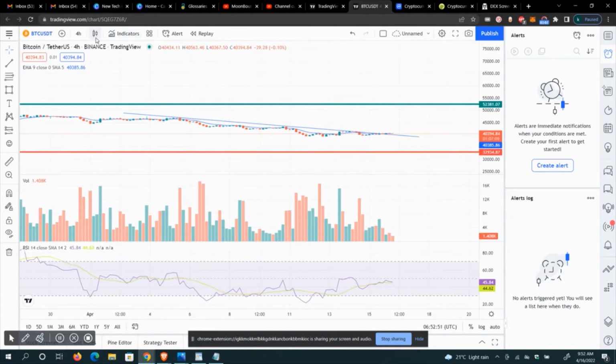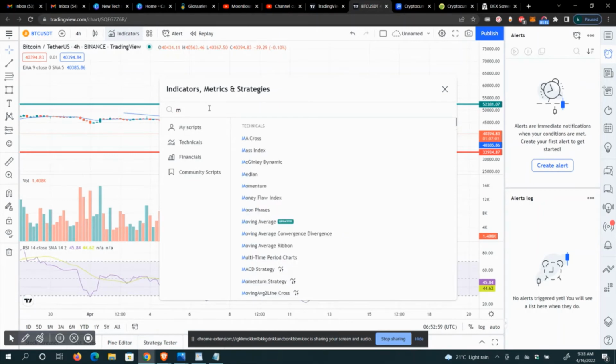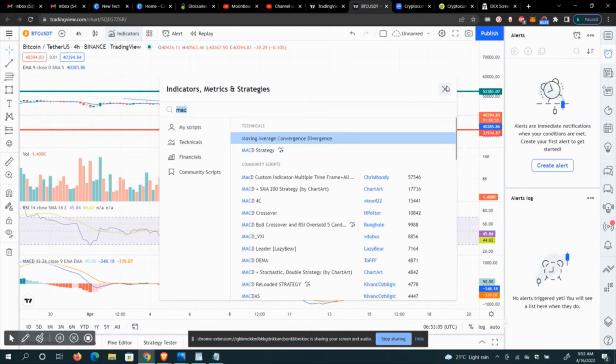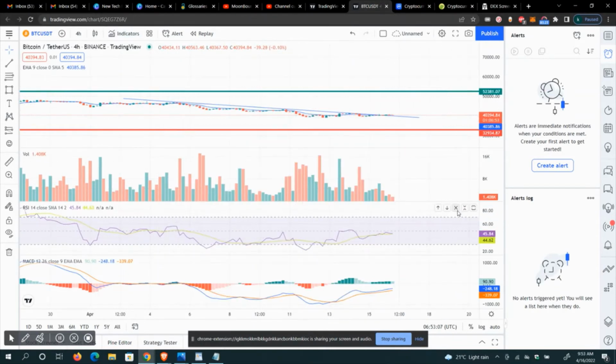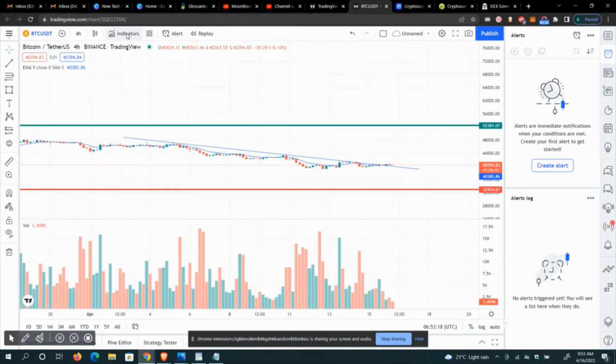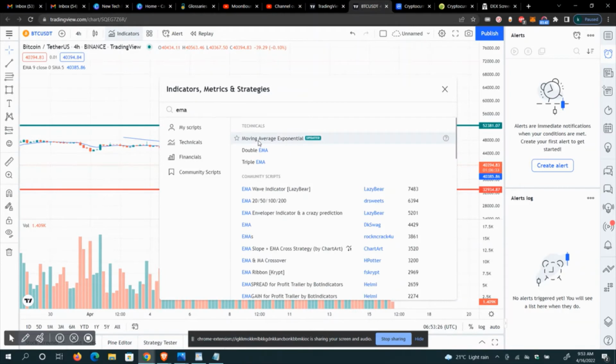MACD simply means moving average convergence divergence. I'm not going to be explaining what they actually mean, but I'm just showing you these are indicators which help people take trades. So we have the MACD, the RSI, the Bollinger Bands, and the exponential moving average, which is the EMA. We have that. You understand?